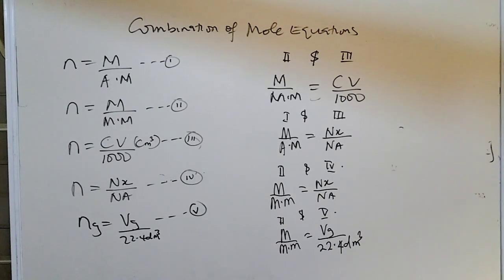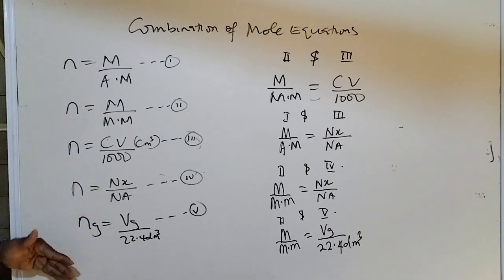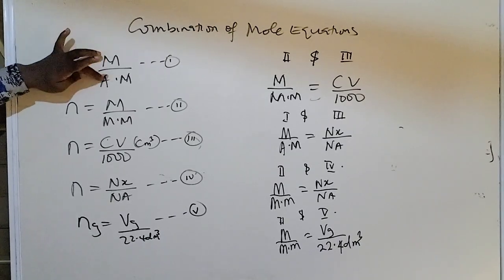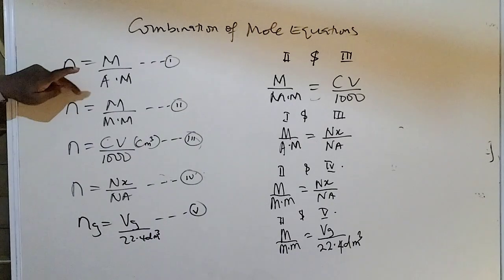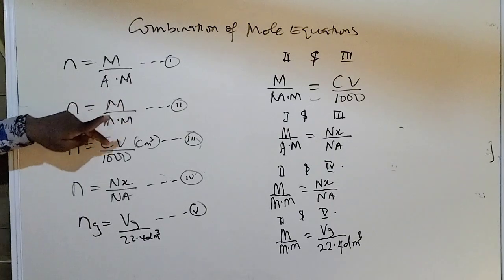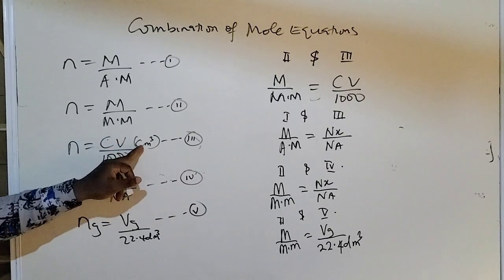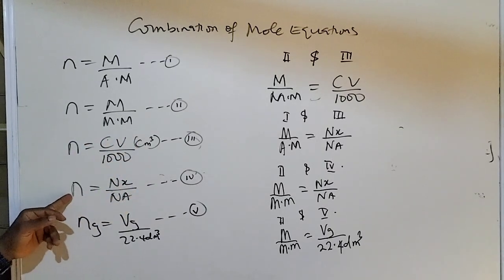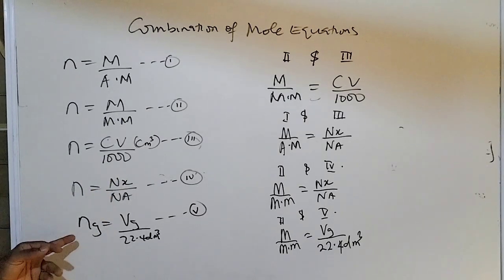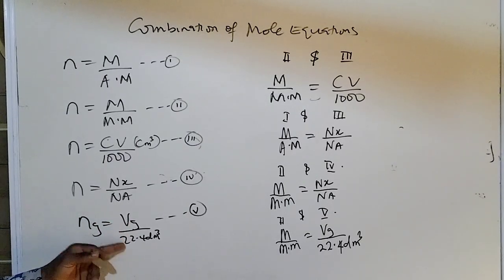Now, if you look at the whiteboard, on the left-hand side we have the formulas for the number of moles we obtained today. Mole equals mass over atomic mass, equation 1. Mole equals mass over molar mass, equation 2. Mole equals concentration times volume over 1000, where the volume is in cm³, equation 3, or CV, where the volume is in dm³. Number 4, mole equals N over Avogadro's constant, number of particles over Avogadro's constant. Number 5, number of moles of gas equals the volume of the gas at STP all over the molar volume.